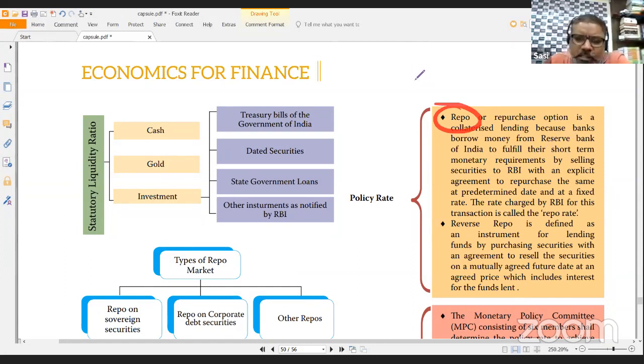The banks need some money. Naturally, Reserve Bank of India is the banker's bank. So what happens? The banks can borrow money from Reserve Bank of India. The rate of interest at which they can borrow money from Reserve Bank of India is called repo rate.